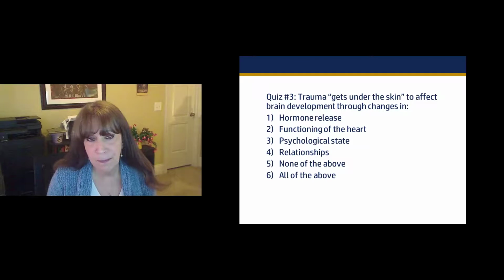So I'm going to ask you another question. Trauma gets under the skin to affect brain development through changes in hormone release, functioning of the heart, psychological state, relationships, none of the above, or all of the above. So let's take another poll and see how that comes out for you all.